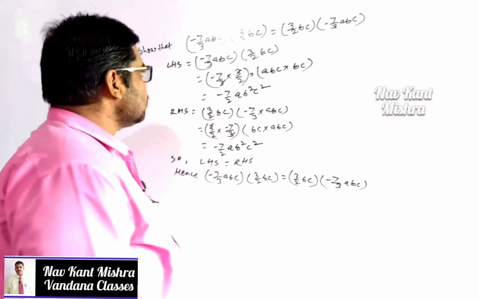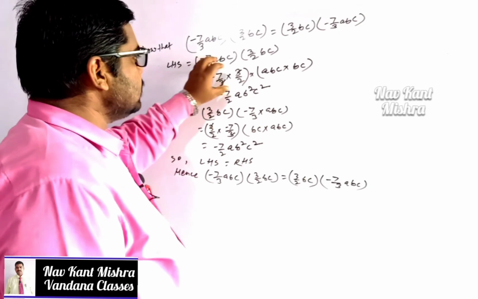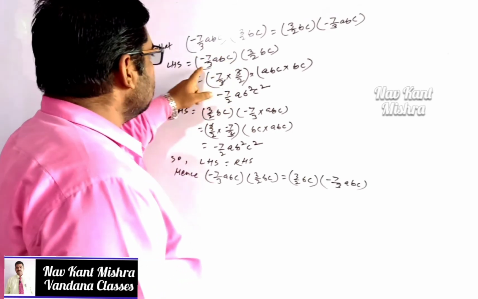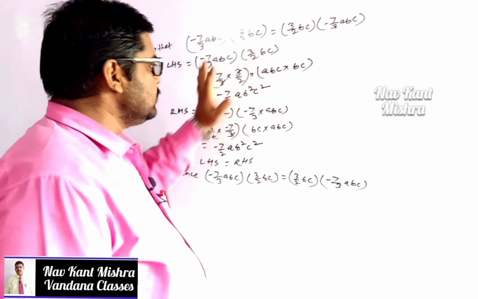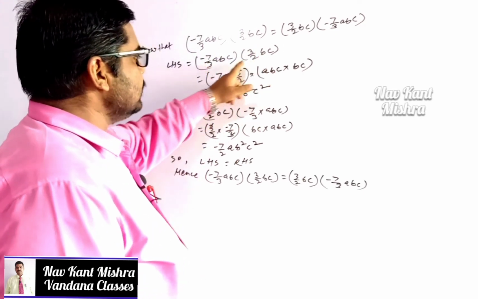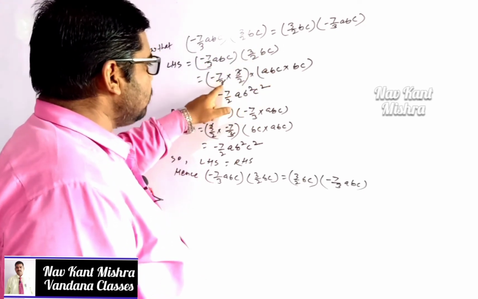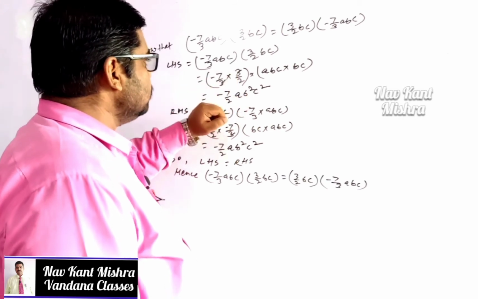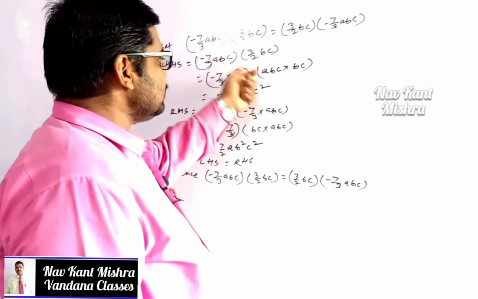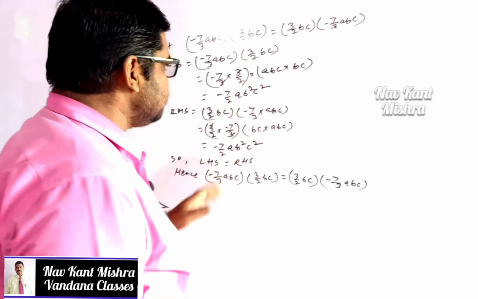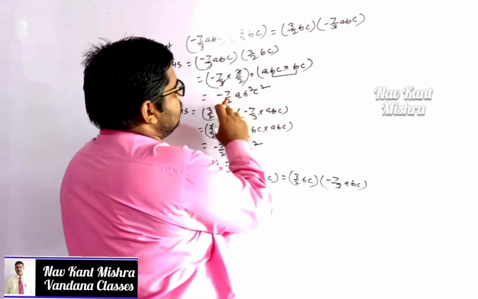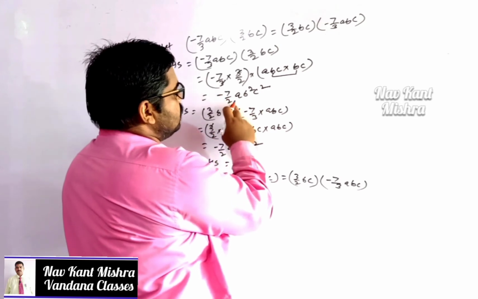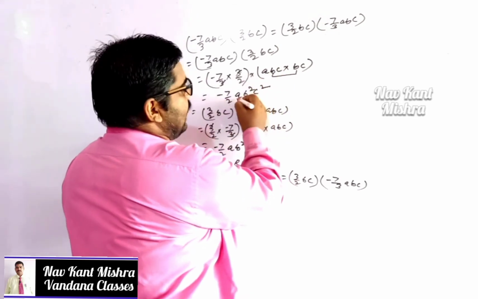My dear student, for this purpose I have just multiplied LHS, minus 7 upon 3 ABC multiplied by 3 upon 2 BC. So numerical factor is multiplied by numerical factor, minus 7 upon 3 multiplied by 3 upon 2, and its literals ABC is multiplied by BC. Here you can just see that 3 cancels, and this is why I have written minus 7 upon 2, and a has been written.